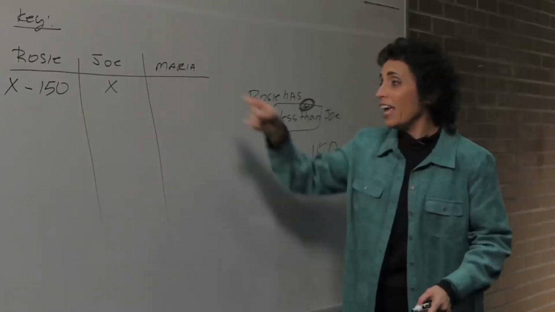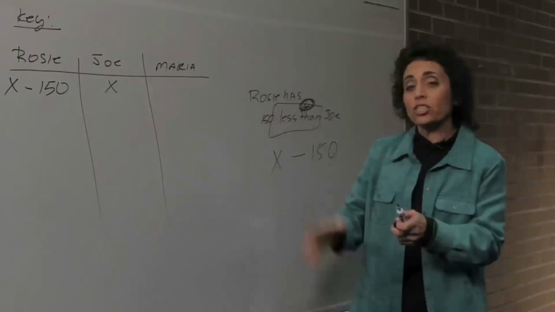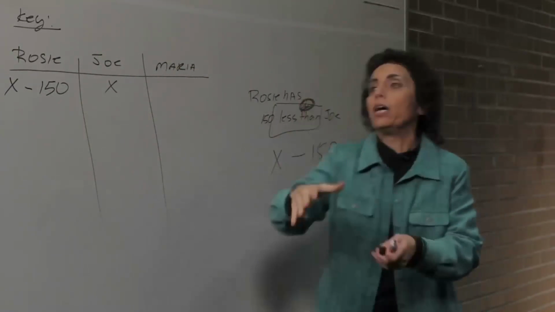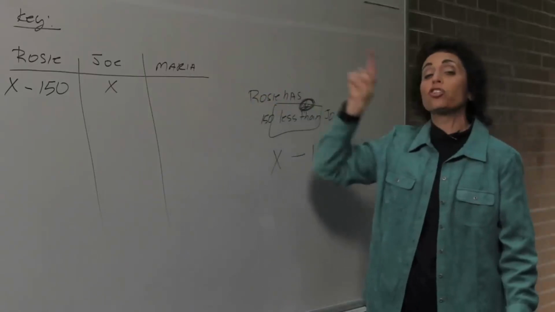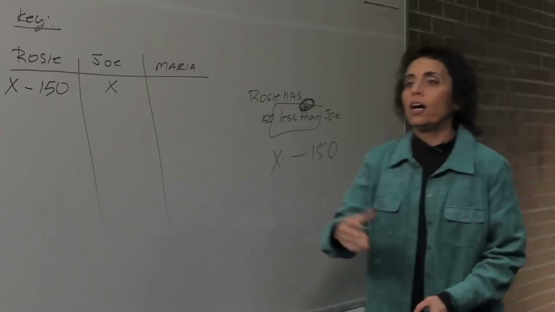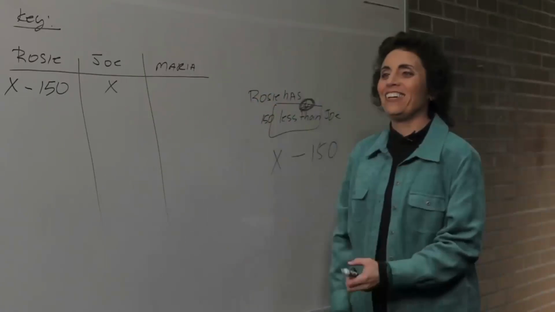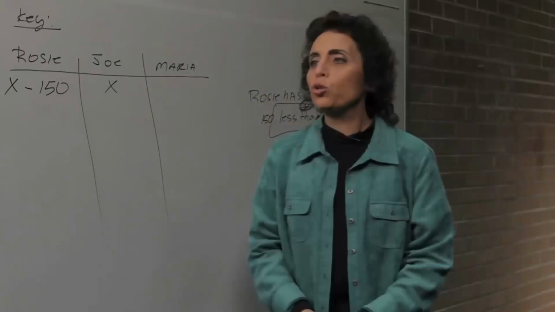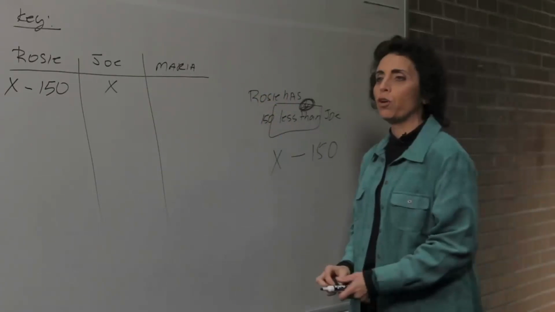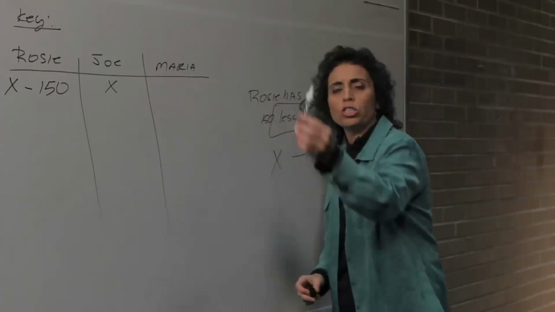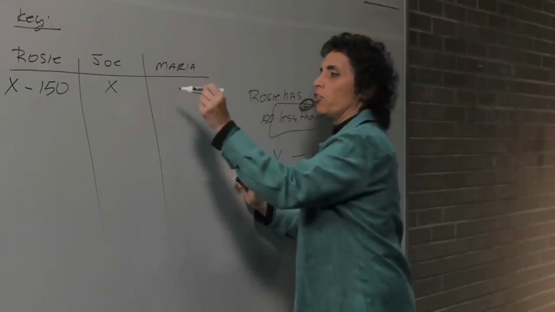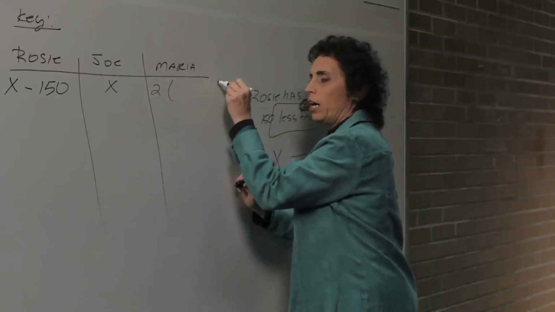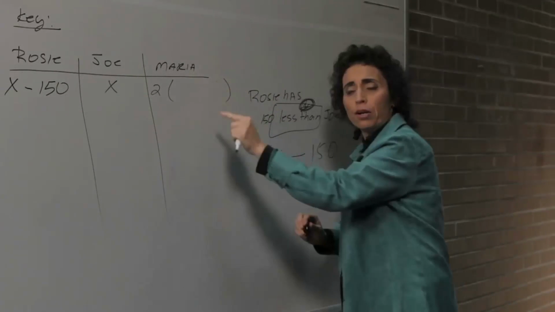Now here's the deal. If we are lucky, the next sentence will talk about Maria. It will say Maria whatever. If it doesn't, we have to write it so it does. So watch this. We don't. This is easy. It says Maria has 2 times the sum of what Joe and Rosie have. So she has 2 times the sum. An operation followed by an operation. So I need a parentheses.